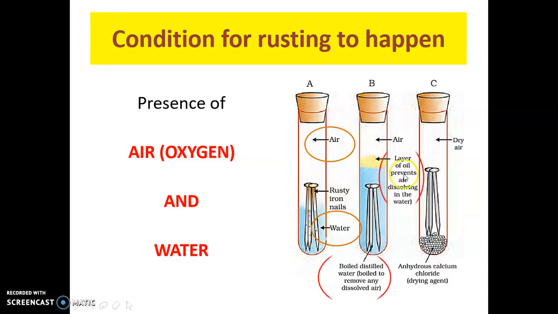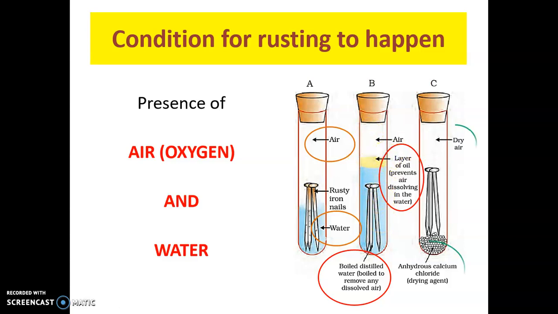How about B? In B, there is air, but the layer of oil here will prevent the air from dissolving in the water. And we also use boiled distilled water. Boiled means there will be no dissolved air in this water. So without the presence of air, the rusting won't happen.